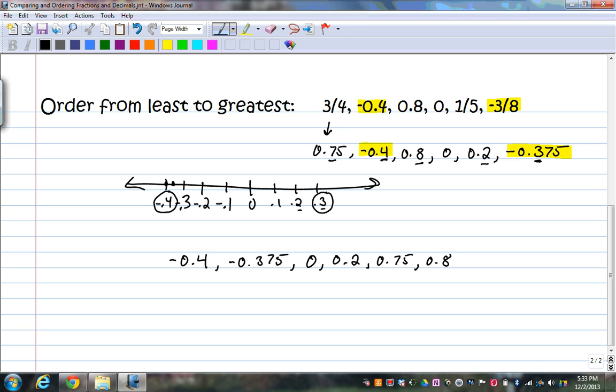Now, one thing that I want you to do is to put them back in the form that was given to you. So this is the same, negative 0.4. The next one, though, was a negative 3/8. And then it was 0. The 0.2 was actually 1/5. The 0.75 is 3/4. And then the 0.8 was 0.8. Okay, that would be your last step.